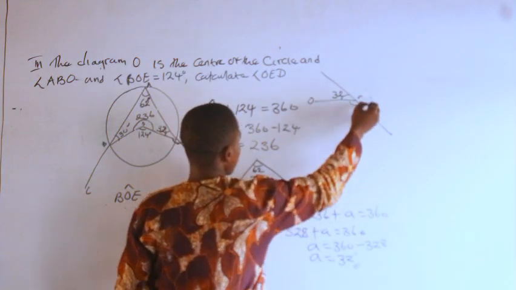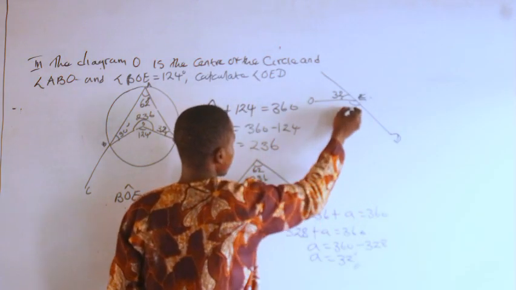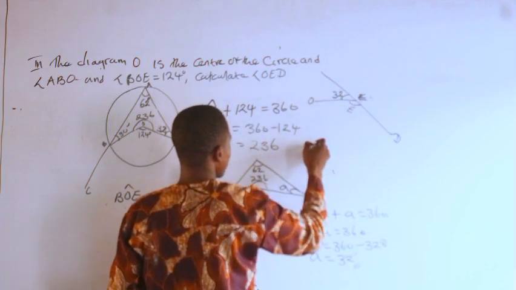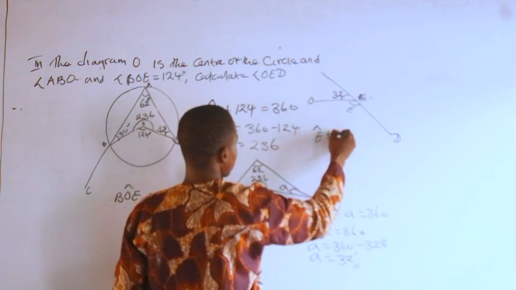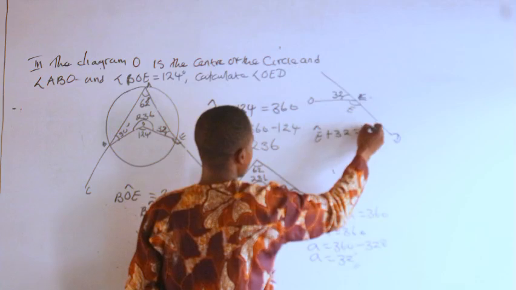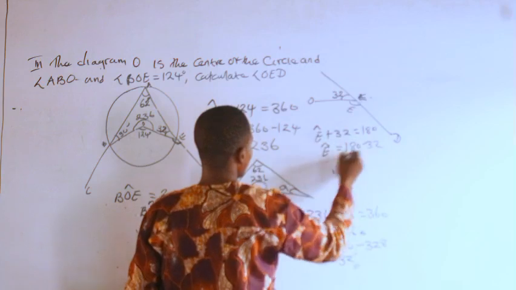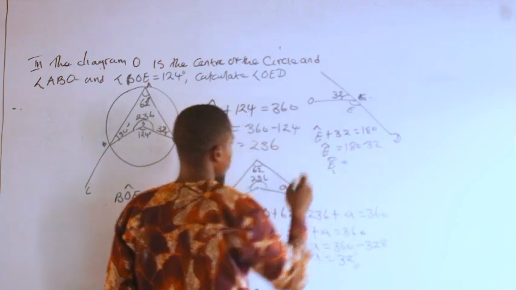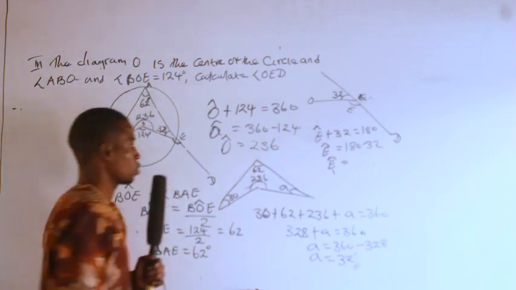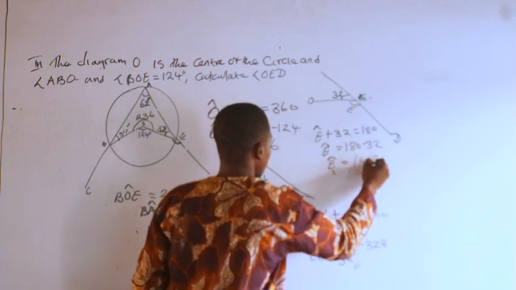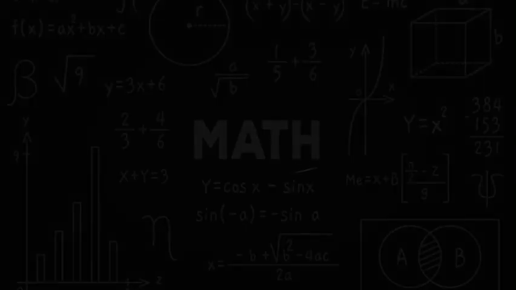Angle O and E and D. How can we find it? The angle on a straight line: I can call this one angle E. Angle E plus 32 equals 180. So angle E equals 180 minus 32. 180 minus 32 is 148 degrees. That's the answer. Okay, let's go.